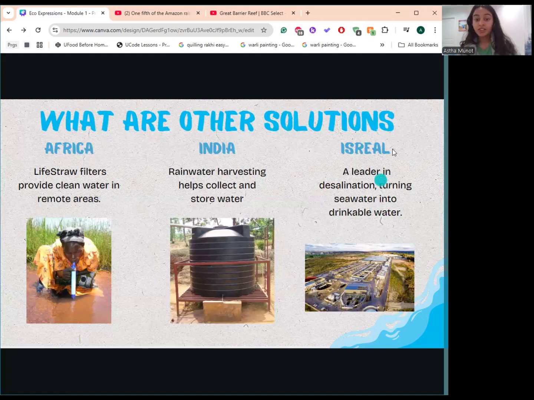And in Israel, a leader in desalination, turning seawater into drinkable water, which we discussed earlier, which is also a very cool technology. It's hard to implement because it requires a lot of economic resources and infrastructure. However, if people are able to implement it, it could be life-changing in certain areas.